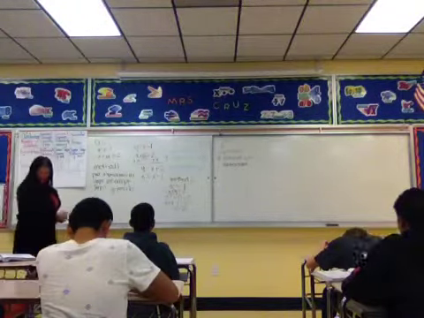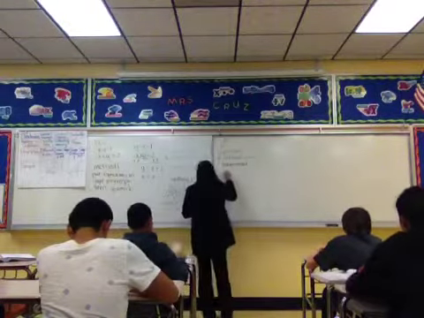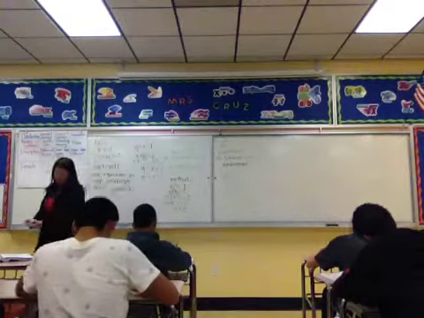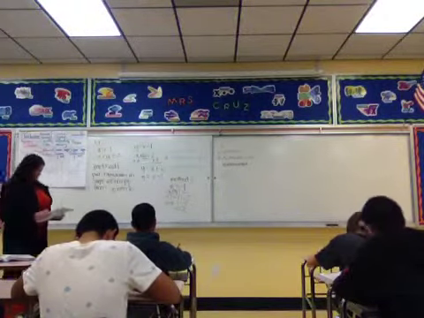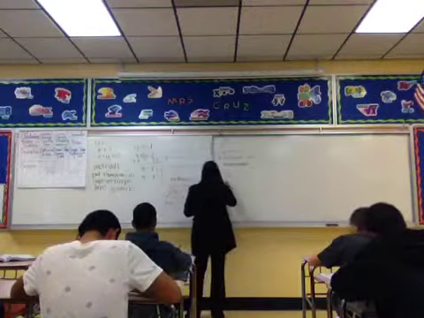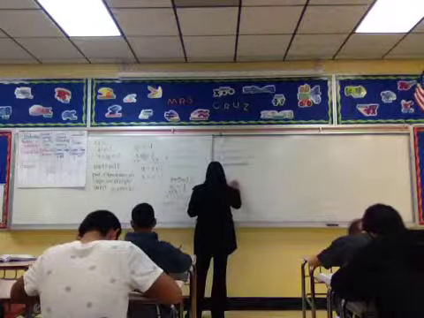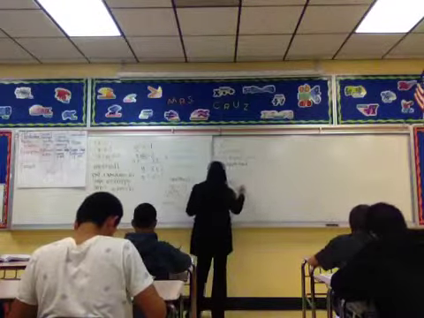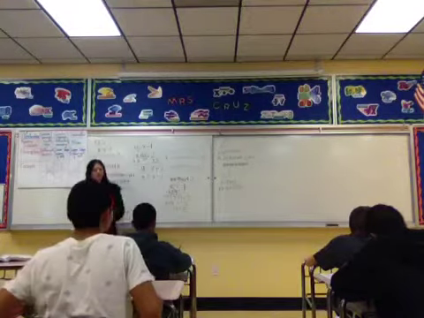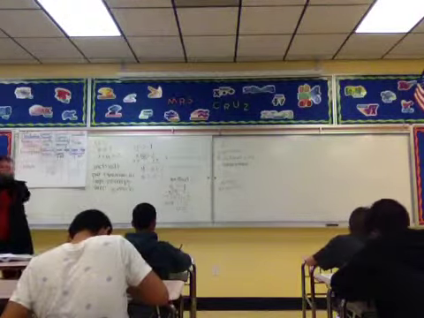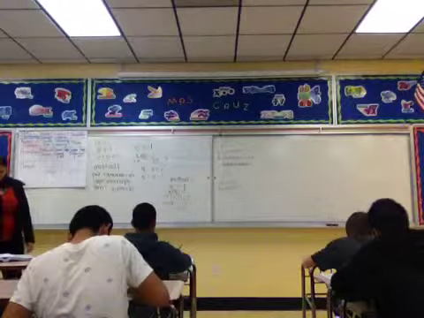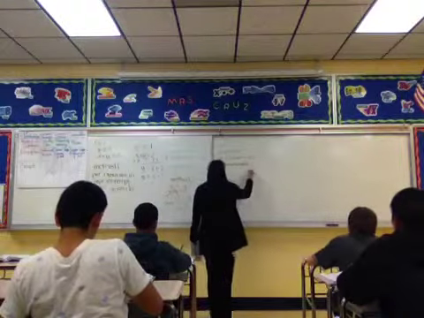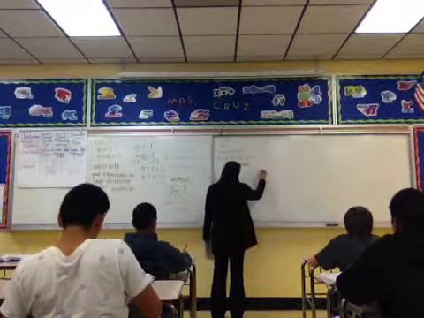Now we're going to go to example 2. For example 2, we have y equals 2x plus 1 and 2x minus y plus 1 equals 0. What do we want to do first? What form do we want them in? Slope-intercept, yes. So we see that the first one is already y equals 2x plus 1.